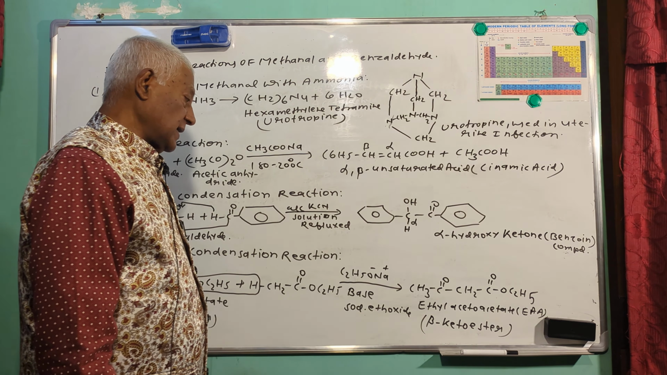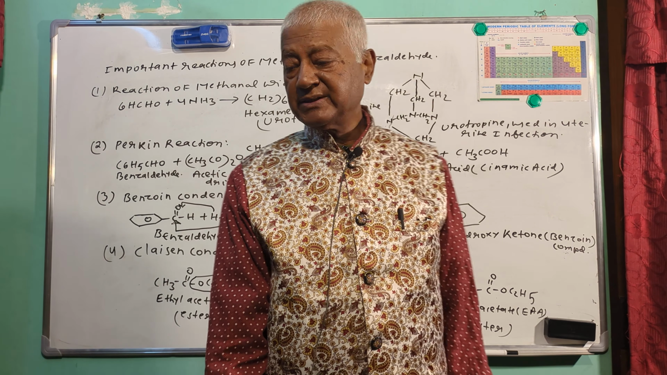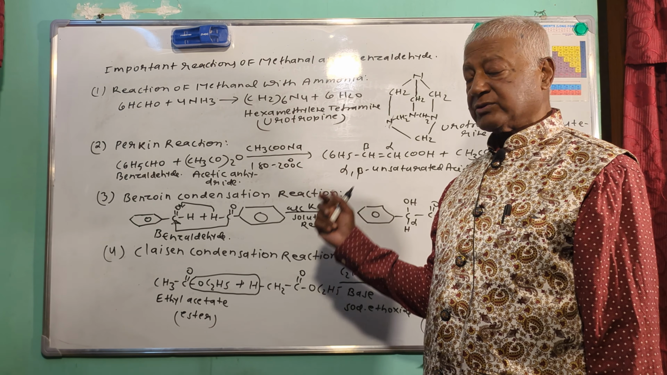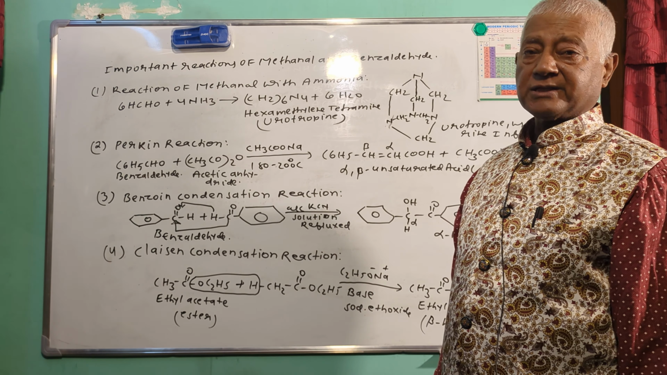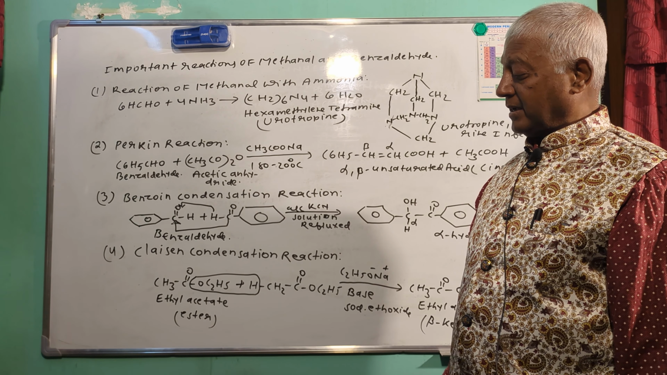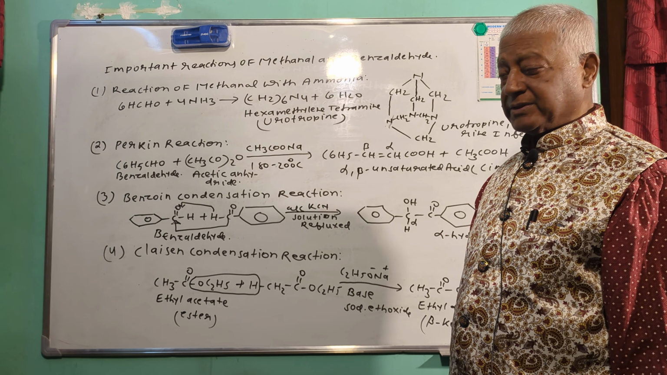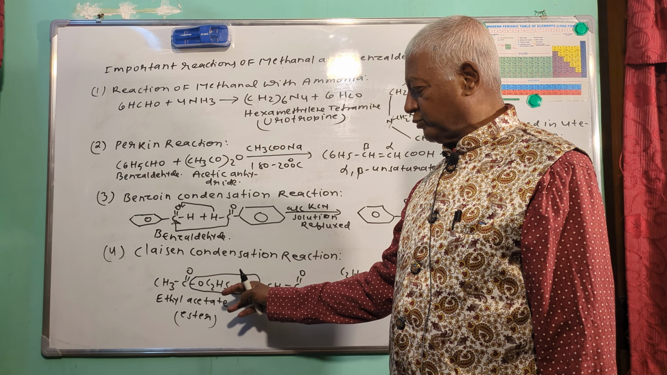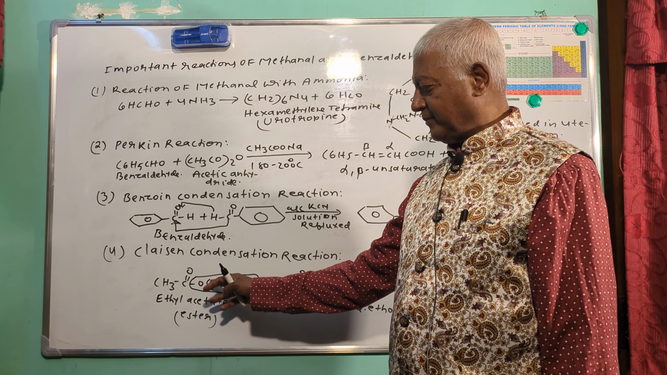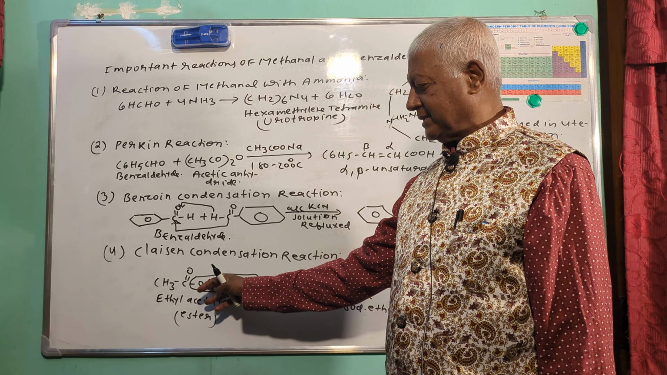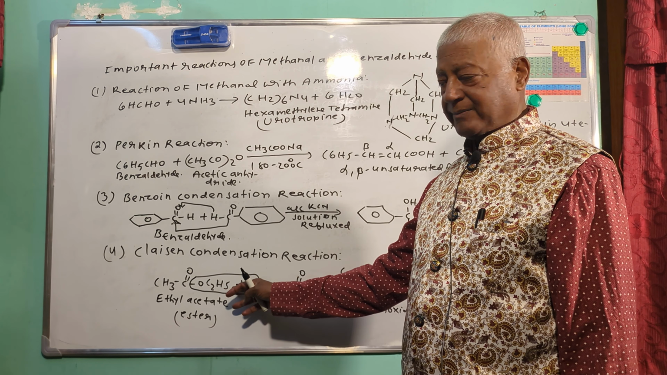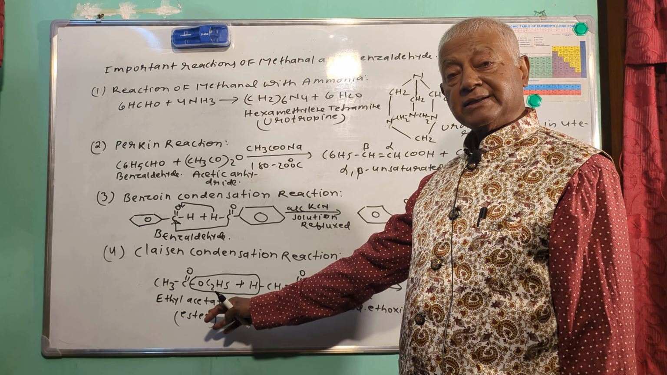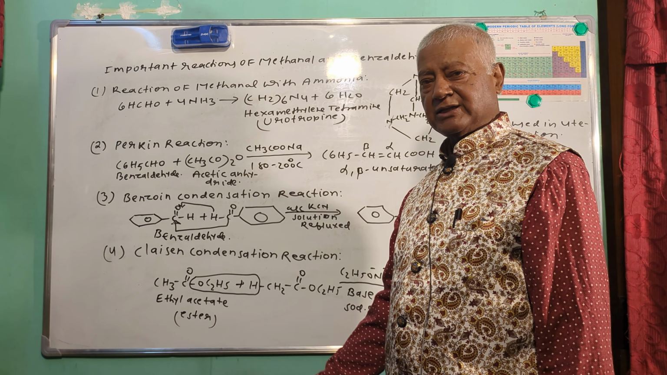Very important reaction. The next reaction is the last one, the Claisen condensation. That is not of benzaldehyde, that is of esters, and it is always asked in examination. So we take CH3COOC2H5. If the H of acetic acid is substituted by this ethyl, what is the name of this compound? Ethyl acetate. That is an ester, you know, a simple organic salt.